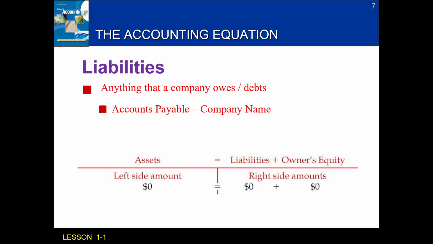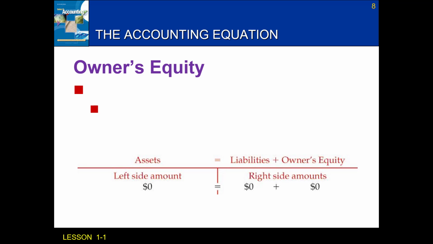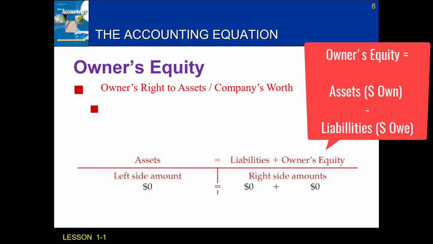And then the last part of our accounting equation is owner's equity. The owner's equity is the owner's right to all of the assets, or it's basically the net worth of the company. So if the asset is all the stuff that's worth money in my company, and the liability is all of what I owe, when I take my assets, what I have earned in money, and I subtract what I owe, that's what's left over for me as an owner. That's my right to take home. It's what my company's worth.